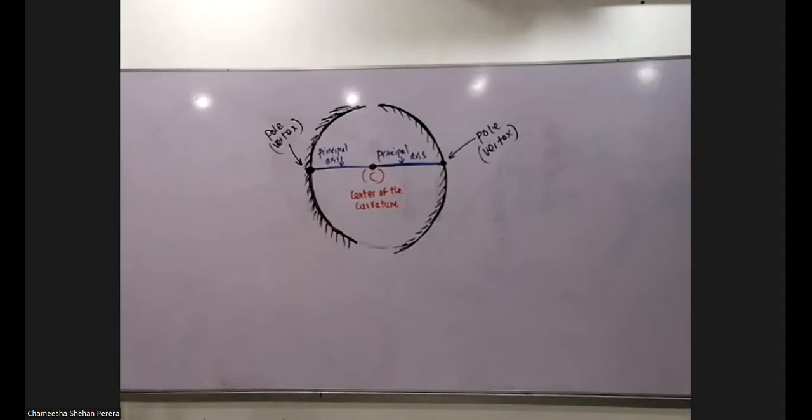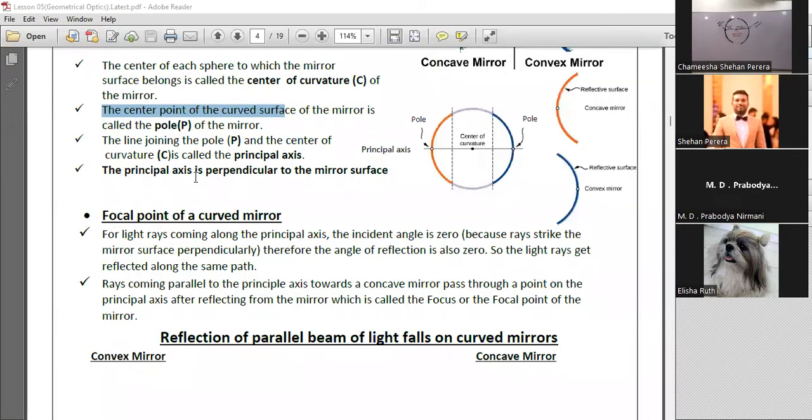Right, okay. Elisha, you can read the next point. The principal axis is perpendicular to the mirror surface. Okay, the principal axis is perpendicular to the mirror surface.